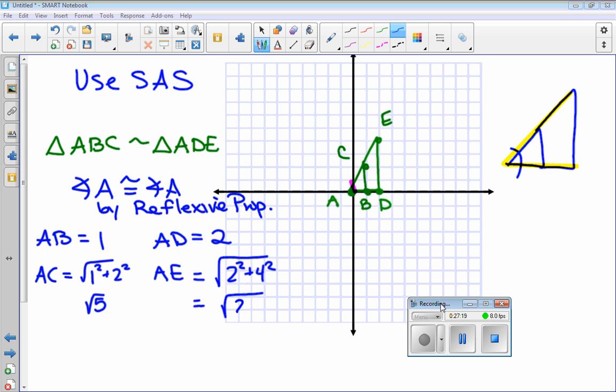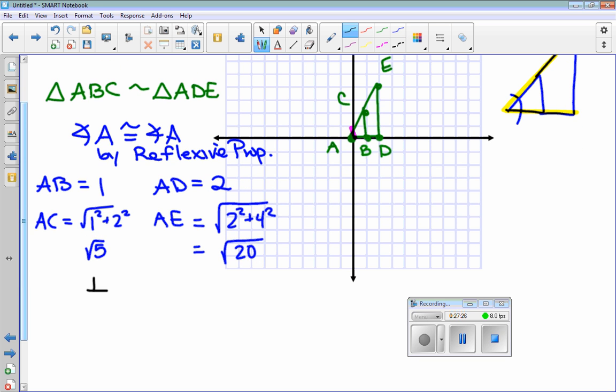The square root of 20. And all we're really trying to do is show the ratio, so I don't need to worry about reducing the radical or anything. But 1 over the square root of 5, is that the same as 2 over the square root of 20? So let's divide them. 1 divided by the square root of 5. And then 2 divided by the square root of 20. They're the same, aren't they? So 0.447 is the same as 0.447. Therefore, the sides are proportional.